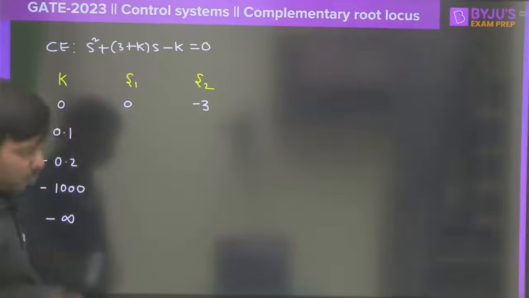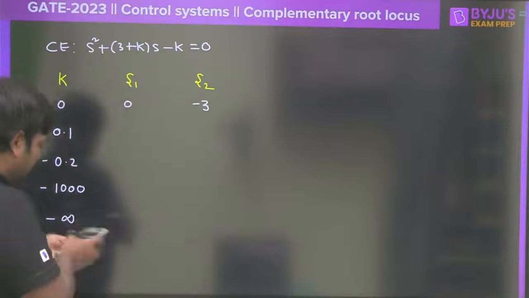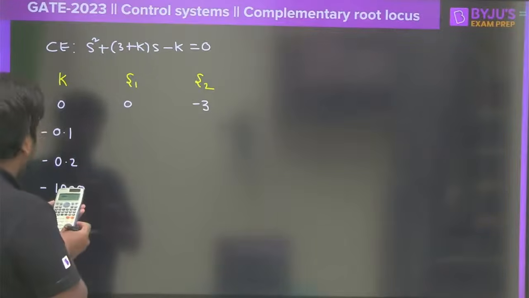Now put k is equal to minus 0.1 here. Everyone do along with me, then only you will understand. Otherwise it's a waste of time. So please be with me till the end and do along with me, right?